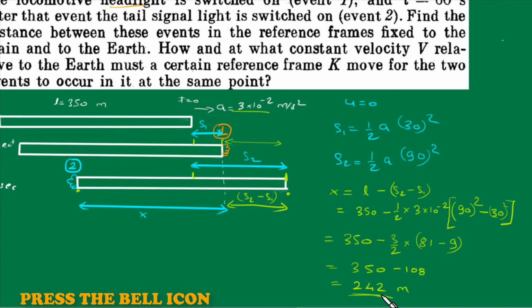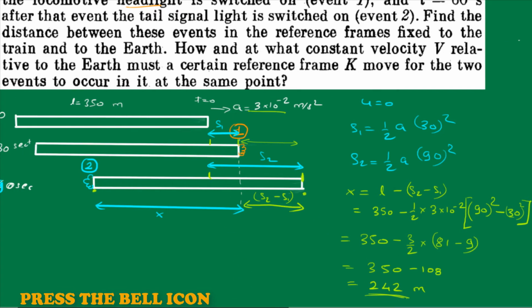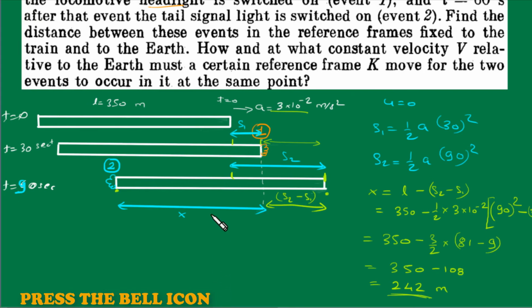Okay, now second part, let's come to second part. I was saying that without analyzing the value of this number, without comparing this number, we won't be able to solve this second part. How and at what velocity v relative to earth must a certain reference frame k move for the two events to occur at the same point?